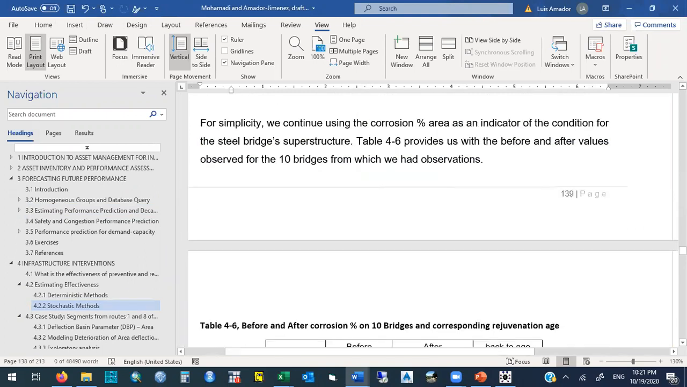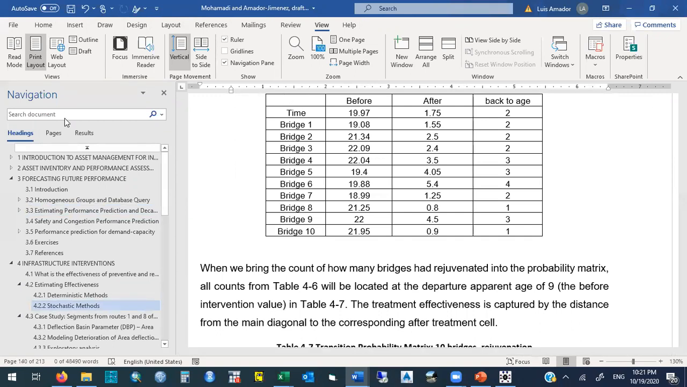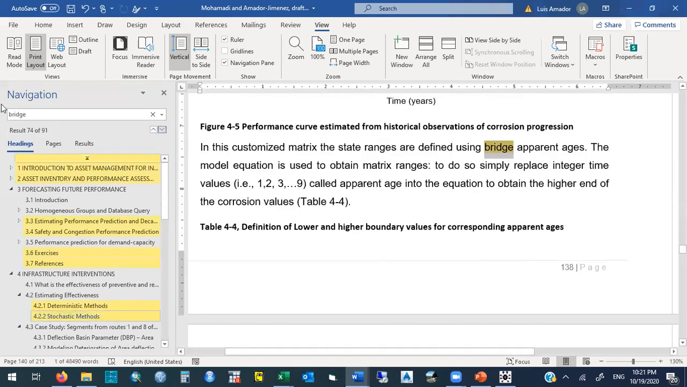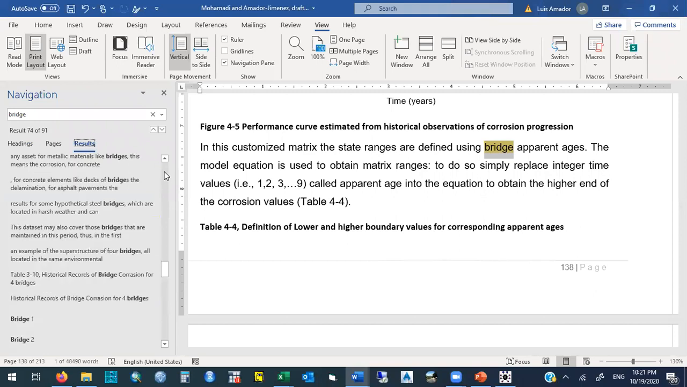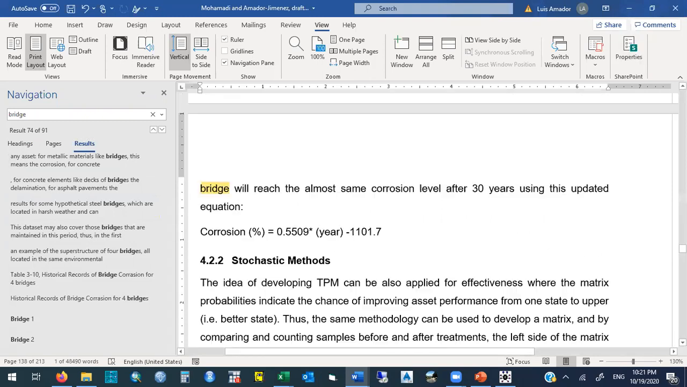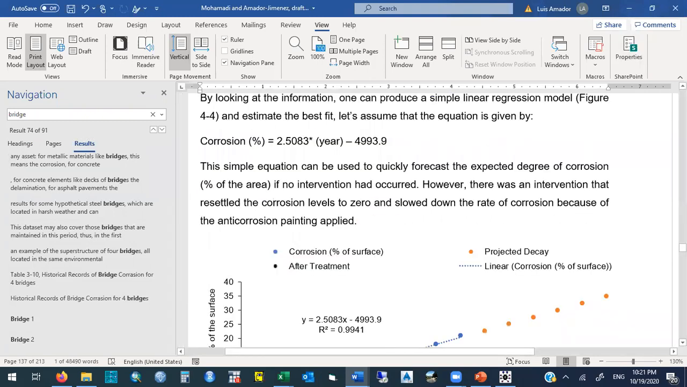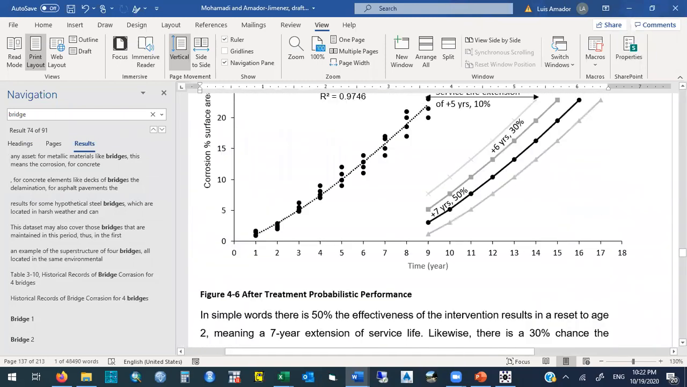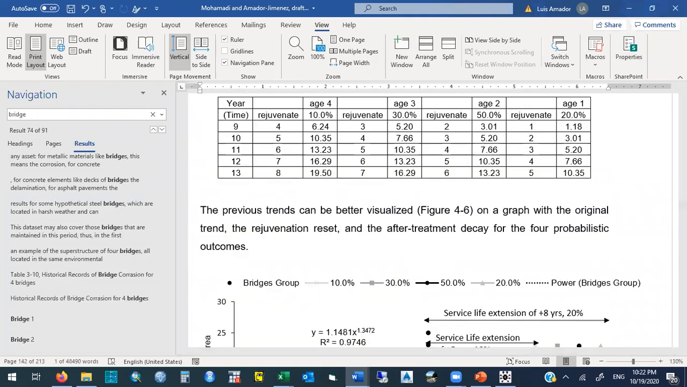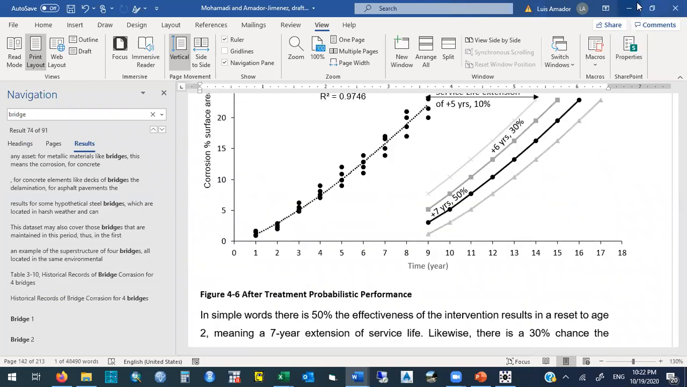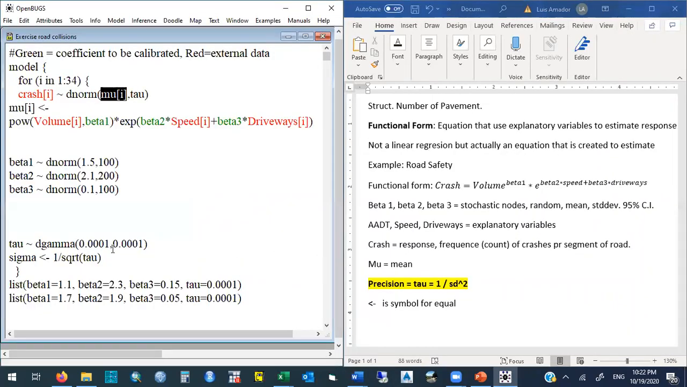Okay. I think I have another example for a bridge. Now it's gonna take maybe some time to get to a bridge, but just a second, guys. I have an example here that I can, no. No. Okay, let me just carry on with this example.